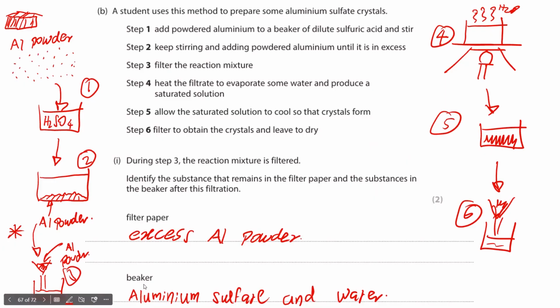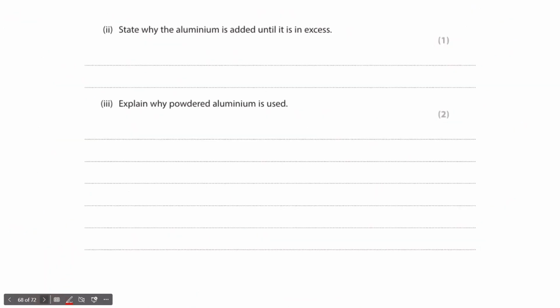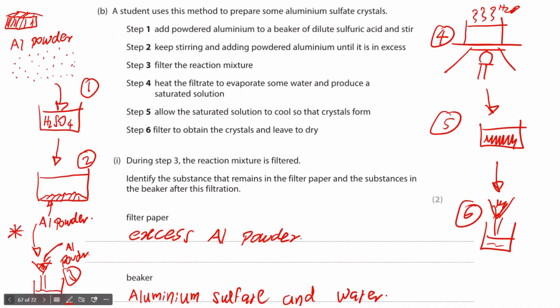So we have the answer for part number 1, right? State why aluminium is added until it is in excess. Why do we add aluminium in excess? I want to make sure that all the sulfuric acid gets reacted. Why is that? If I have sulfuric acid remaining in an acidic solution, it's very hard to get the crystals.